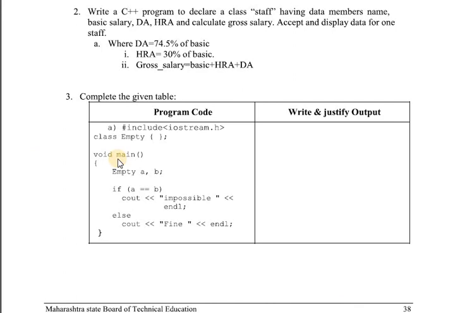See here, class empty, void main, empty a comma b. Here nothing is defined in the class, so we cannot create the object of that class. So it will give the output as illegal structure operation. So this is the illegal structure operation.